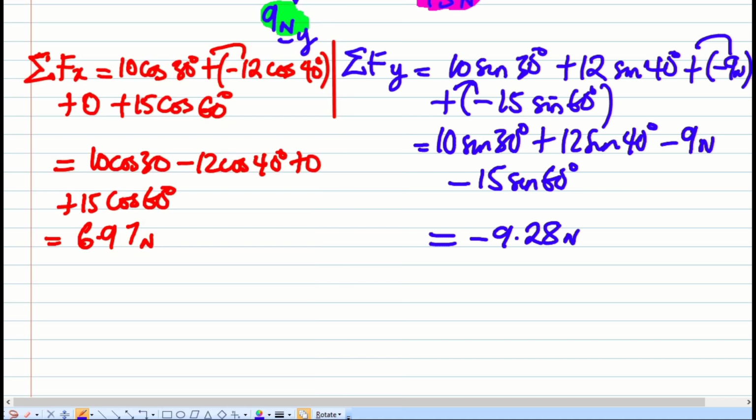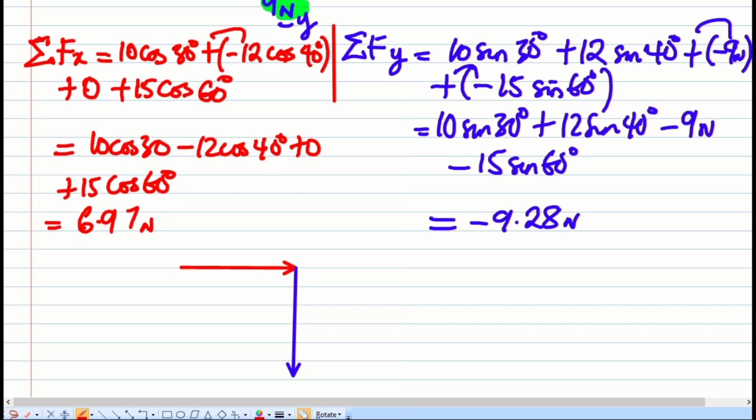So now when we have resolved these forces, we can go ahead and draw them, put them together since we already know their specific directions. For the horizontal component, we have a positive value. That means it's going in this direction. This is the positive side of x. And then the vertical component is going negative, so it's going downwards. So this is the negative value of y. Then let's put their values: this is 6.97 and this is 9.28 Newton.